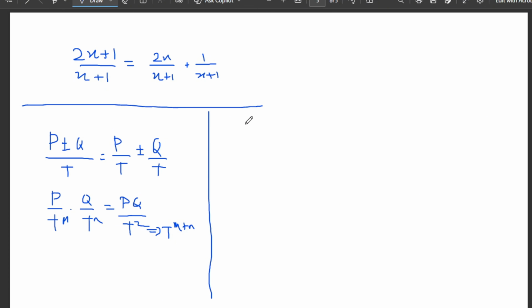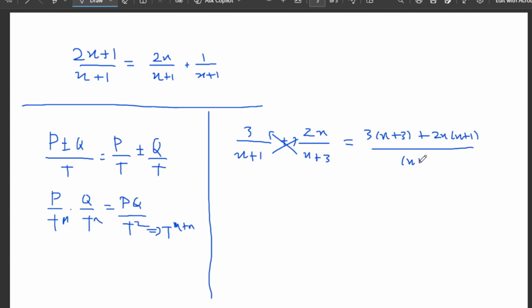So let's say we want to simplify this, or put them together. We cross multiply, which would become 3 times x plus 3, and then add 2x times x plus 1, over x plus 1 times x plus 3.